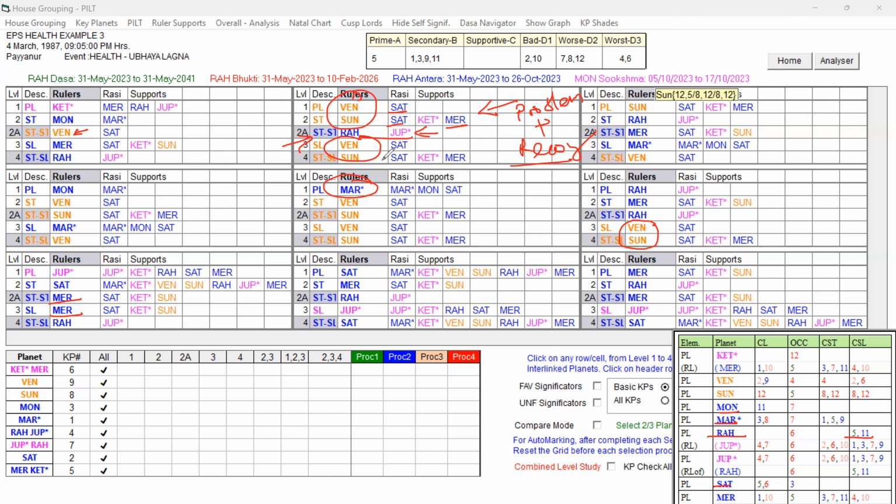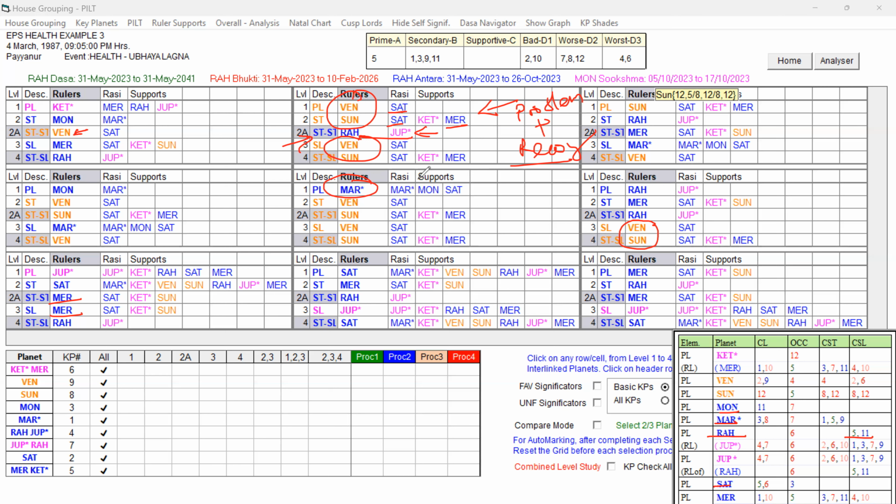Importantly, Rahu, Jupiter. It means what? The Antra Lord should have the Rahu, Saturn, Mercury, and should not have the Venus and Sun. If Venus and Sun in the star level and sub level, it means what?